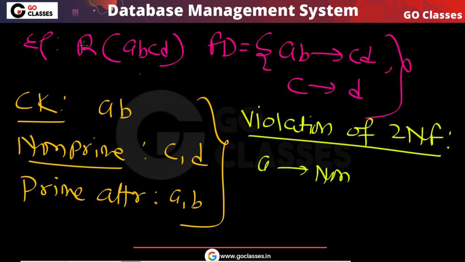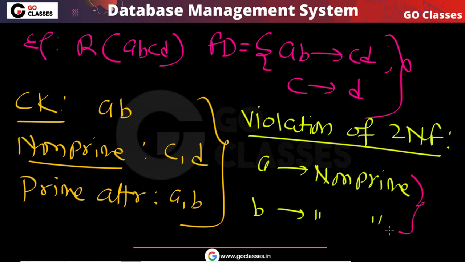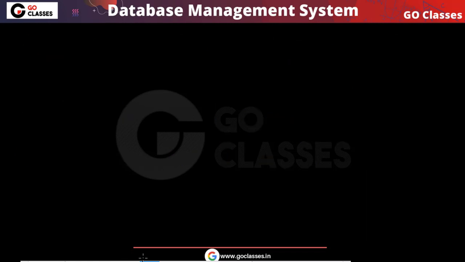A determining a non-prime attribute is a violation. B determining a non-prime attribute is a violation. But you can notice A cannot determine, and B cannot determine. So these violations do not occur. In relation R, there is no violation of 2NF.